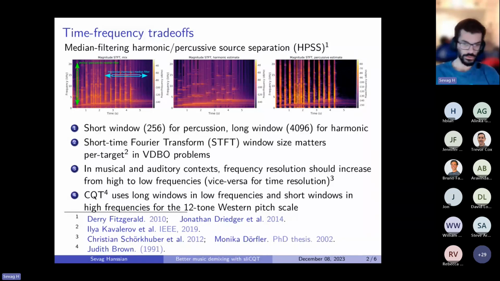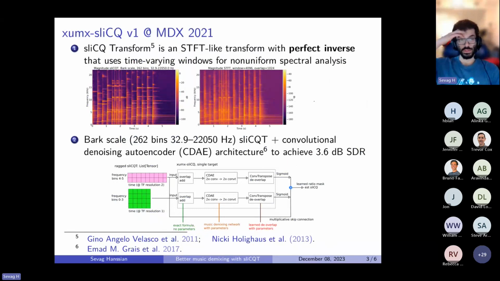And as we follow the low window, high window, small window, big window idea, you end up with a transform like the CQT, the constant Q transform, first created by Dr. Judith Brown, which uses the long windows in low frequencies, short windows in high frequencies, sort of along the 12-tone Western pitch scale. So the CQT in the beginning, the original version, did not have an inverse transform. Over time, there was a Klapuri paper which added approximate inverse for the CQT.